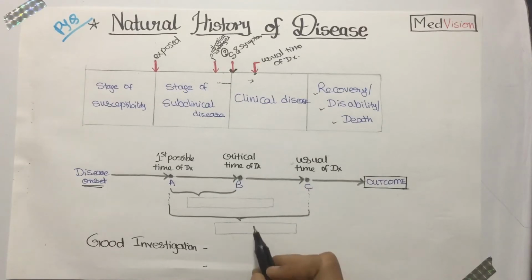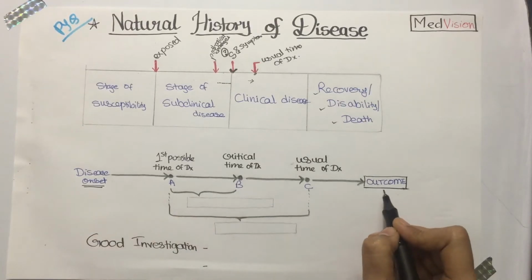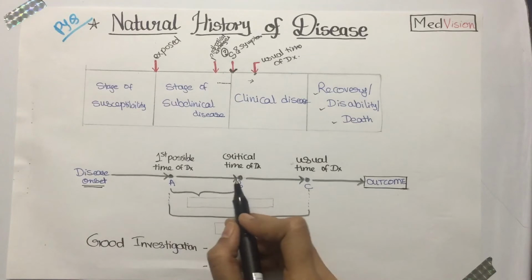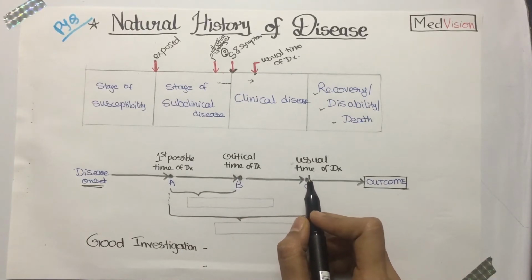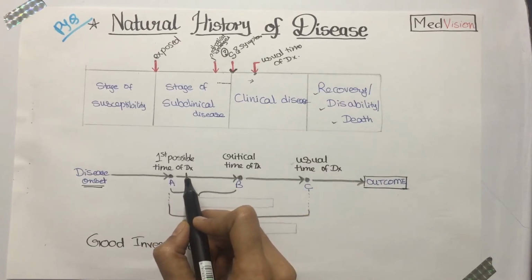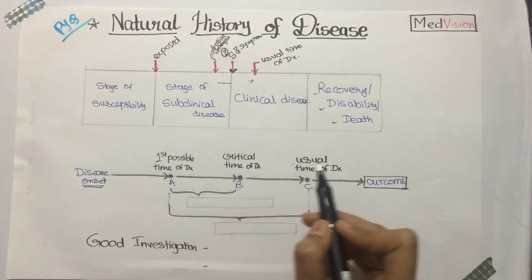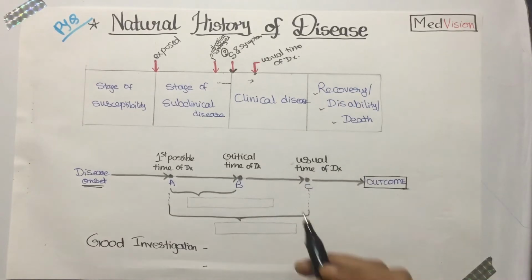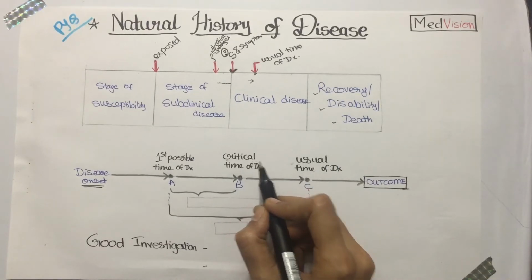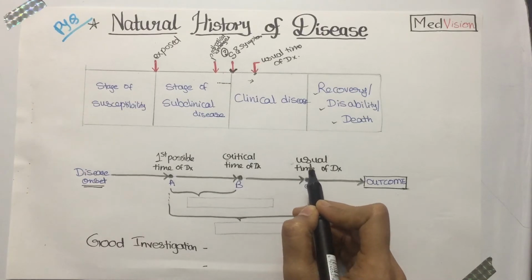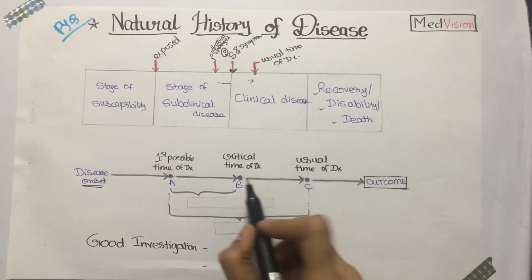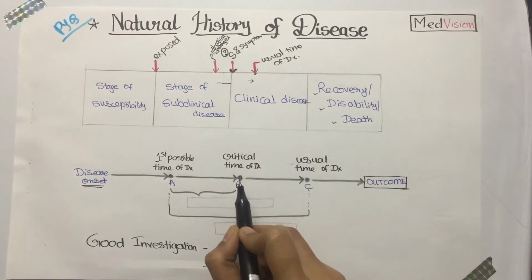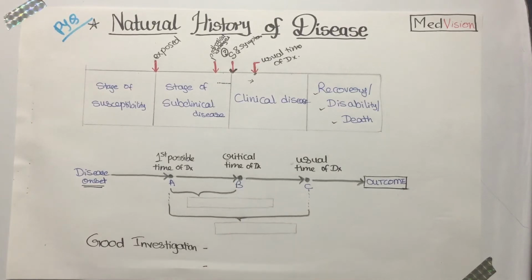Now let's come to the concept of screening time and lead time. Between the disease onset and the outcome, the diagnosis can be of three types: the first possible time of diagnosis, the critical time of diagnosis, and the usual time of diagnosis. Don't get confused between the critical time and the usual time of diagnosis, because the usual time of diagnosis is closer to the outcome, and the critical time of diagnosis is just before the usual time of diagnosis.